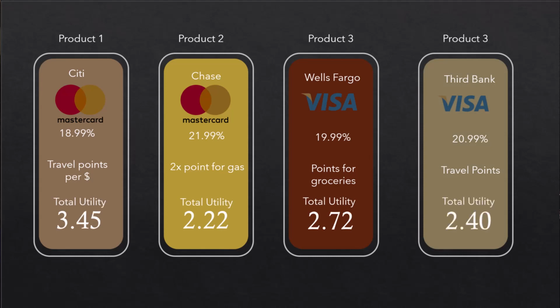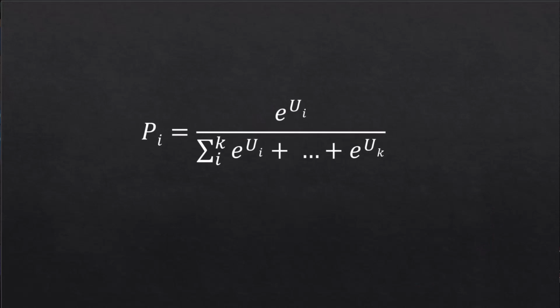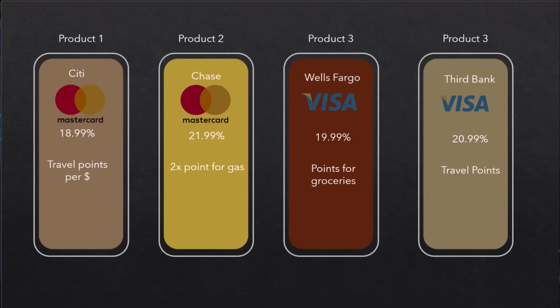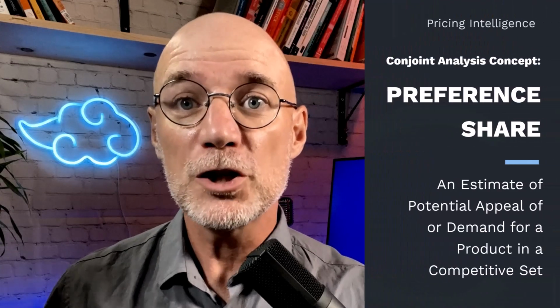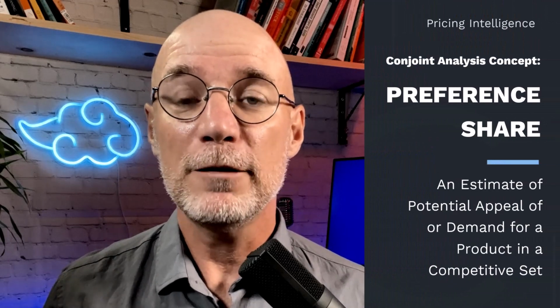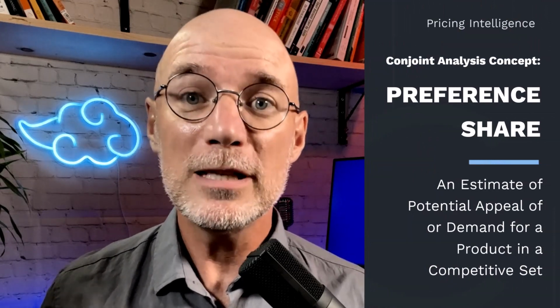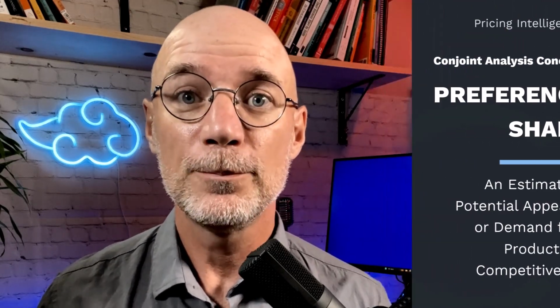Once we have the total utility score for the many products we have constructed, we can use a statistical formula and estimate what the probability is for any of these products to be selected in this set of products by the customers. This is called the preference share, and by estimating preference share, we can estimate potential demand for a new product launch.